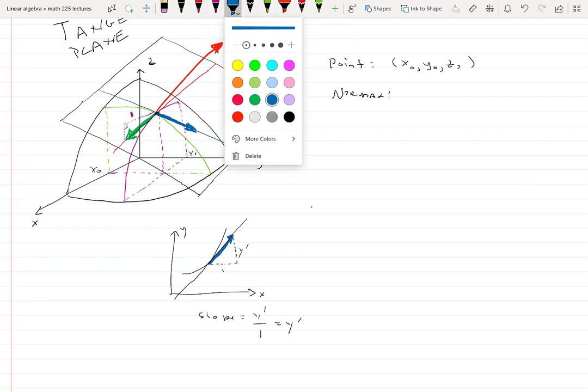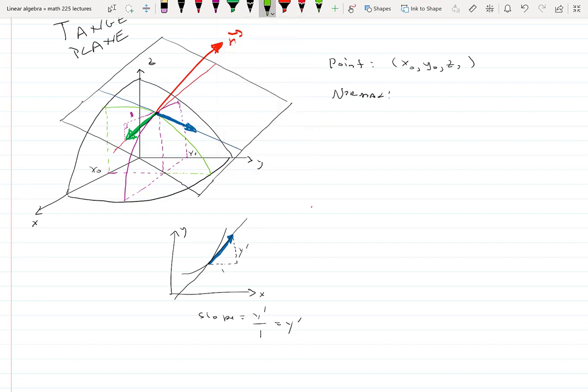So that green vector, let me use green to designate it. That little green vector we're going to call V1. That little green vector has an x component of 1, a y component of 0, it doesn't move in the y direction, and a z component of partial z, partial x. The slope of that line is the slope in the x direction. So partial f, partial x at the point x naught, y naught.